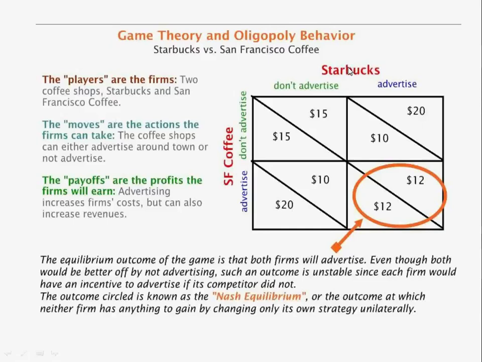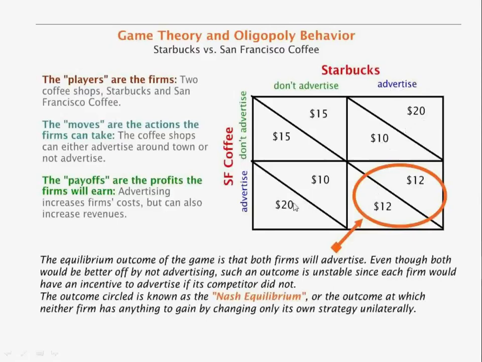Let us take the same actions available for Starbucks. Either you don't advertise or advertise. If Starbucks doesn't advertise and SF Coffee also doesn't advertise, both get 15. If Starbucks does not advertise and SF Coffee advertises, SF Coffee gets 20. The other action is that Starbucks can advertise its product, and in that case, if SF Coffee doesn't advertise, then Starbucks will get 20 and SF Coffee will only get 10.